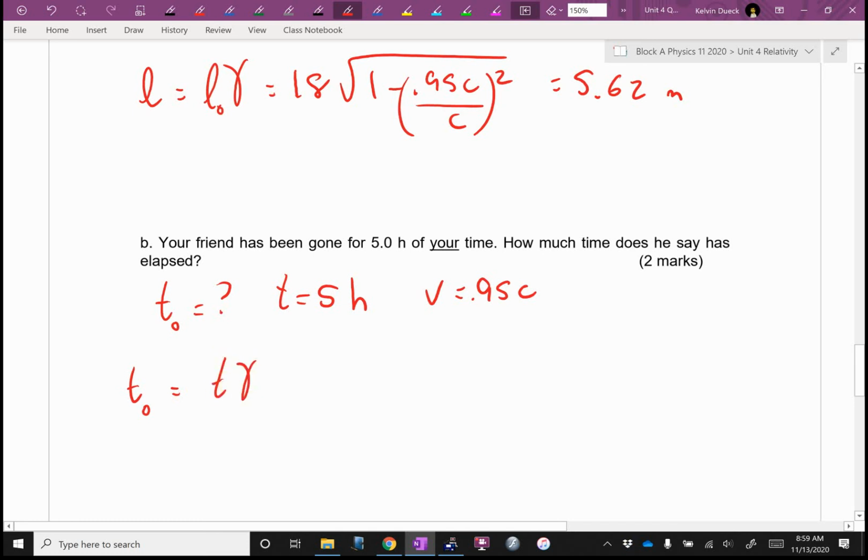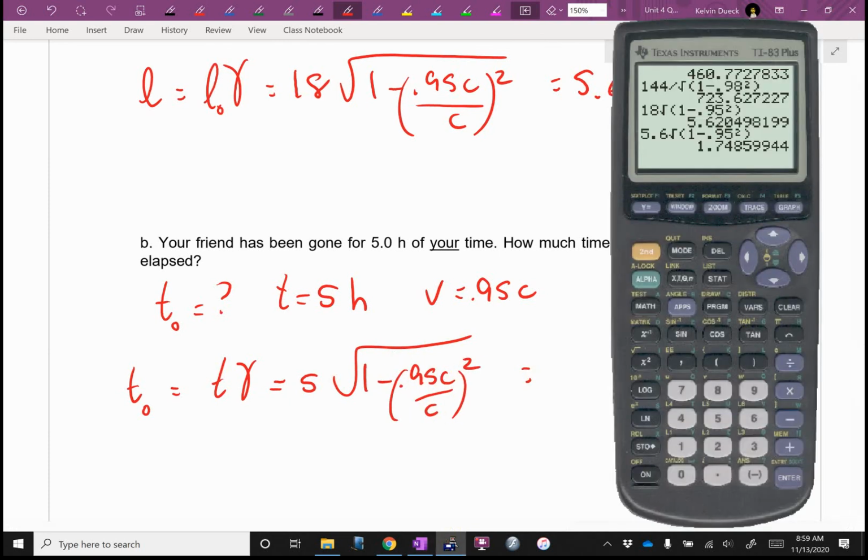T times the gamma function, I think, yes? It's 5 times the square root of 1 minus 0.95 C over C all squared. Oh, this is nice. I can just backspace and edit and change the 5.6 that I did for Max to a 5.0. You get 1.56.